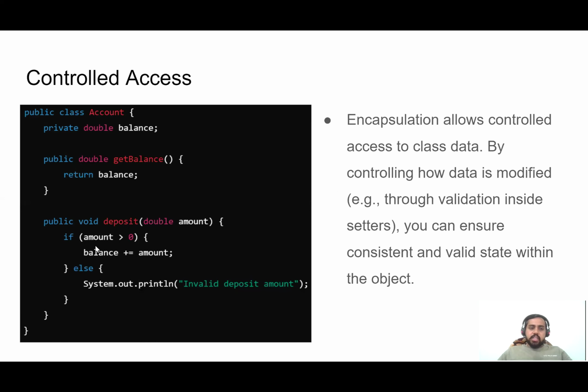Here I'm creating an Account class, with a variable called balance, which is of type double because balance may have floating point numbers. I'll make it private. Why? Because balance is very sensitive data, and to get the balance or to deposit, it is only through these getter and setter methods. In deposit, I have written logic here. See, if the amount is greater than zero, because we need to deposit only a positive amount, then only I deposit. So this is the reason: encapsulation allows controlled access to class data by controlling how data is modified.